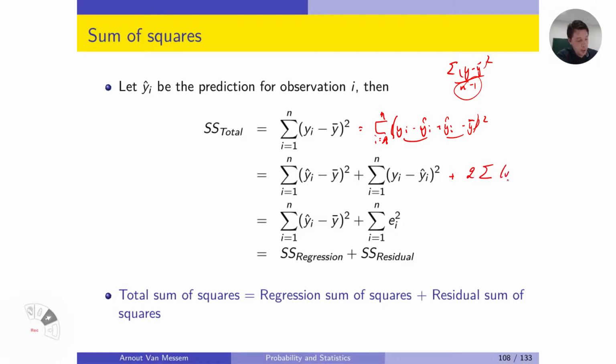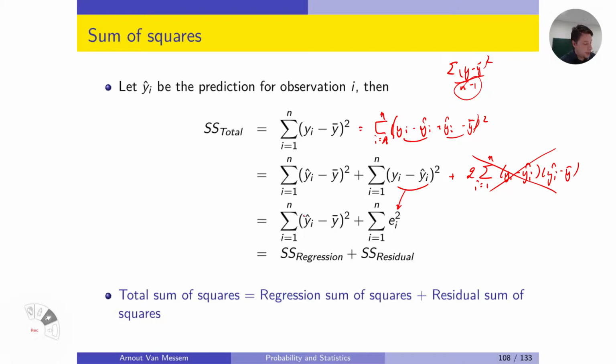So yi minus yi hat times yi hat minus y bar, i is 1 to n. It can be proved that this one becomes 0 in the case of linear regression. So this term falls off, and we are only left with the yi hat minus y bar and the yi minus yi hat. These are just the residuals. And so this second term gives me the variation in the residuals. So it's the sum of squares of the residuals.